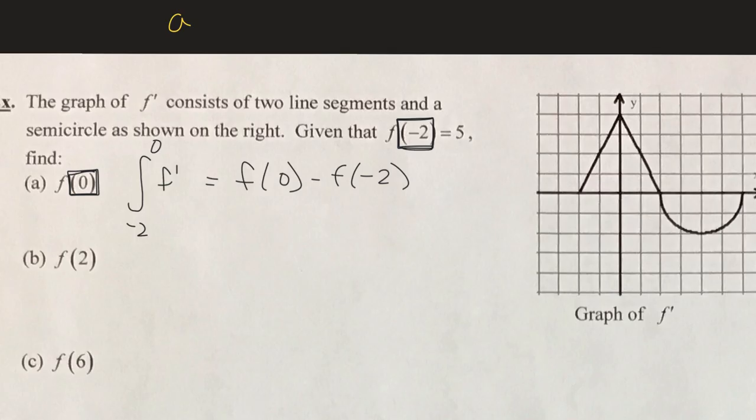All right, so when I add 5 to 8, what is 5 plus 8? 13. So my final answer is 13 minus 2 pi. Okay, that is the value for f of 6.